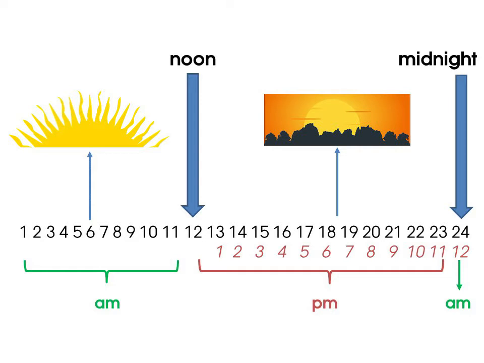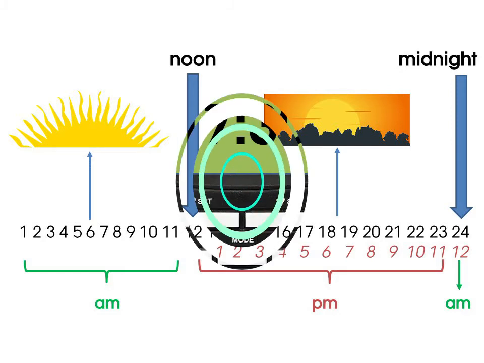They should be able to explain that you write AM or PM to show whether they are talking about the start of the day up until noon or the afternoon up until midnight.